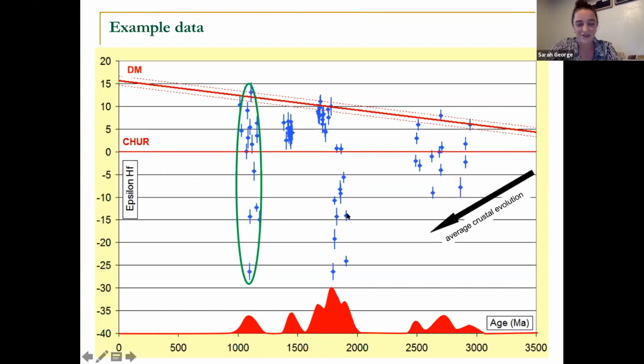Yeah, okay, so a lot of times what we see in these data sets is that they will all of a sudden go towards more negative values. They will go from super juvenile values up in positive space to more negative values. And so the question is, how do you drive that? How do you make something that is juvenile crust all of a sudden become more evolved crust, or more negative isotopic values?